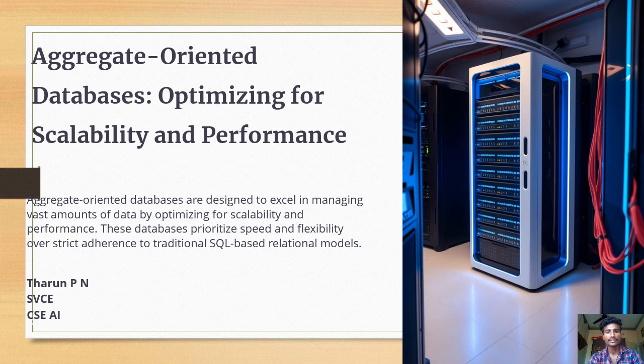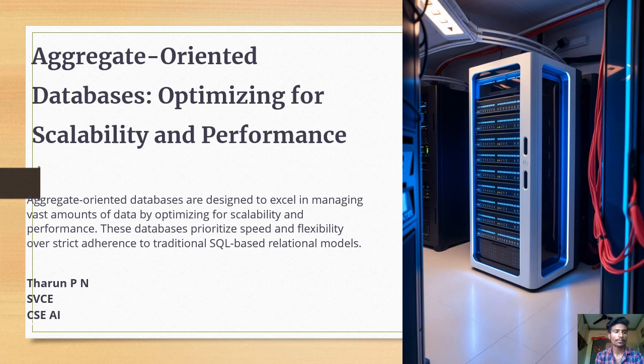Today's topic is aggregate-oriented databases. Aggregate-oriented databases are designed to excel in managing vast amounts of data by optimizing for scalability and performance. These databases prioritize speed and flexibility over strict adherence to traditional SQL-based relational models. The aggregate-oriented database is the NoSQL database, which does not support ACID transactions, and they sacrifice one of the ACID properties.